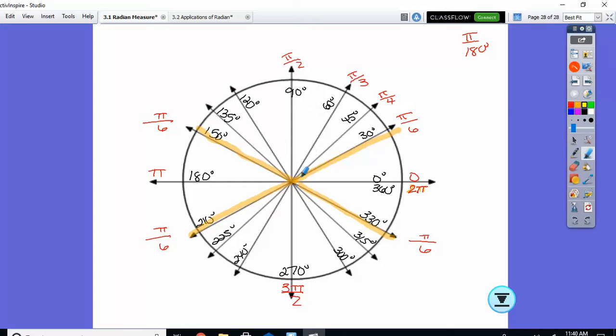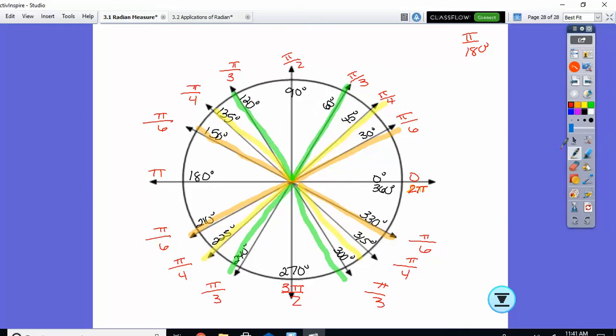Then, moving out, all of these were a reference angle of 45. And 45 is pi over 4. So all of those will be something pi over 4. And then all the 60s are pi over 3's. Okay, so with the reference angle, I know my denominator for all of those. Then, we just need to know the pattern.